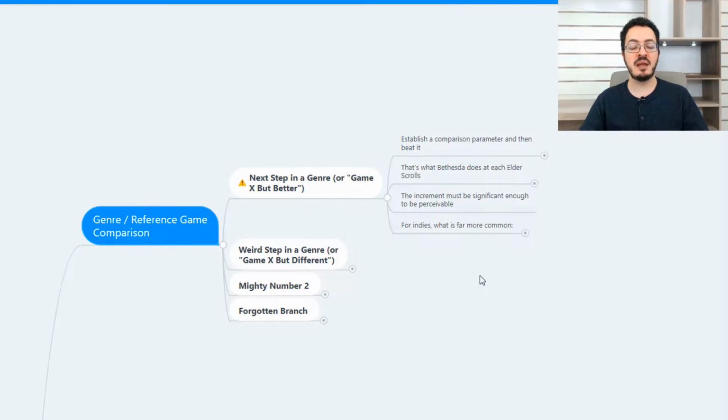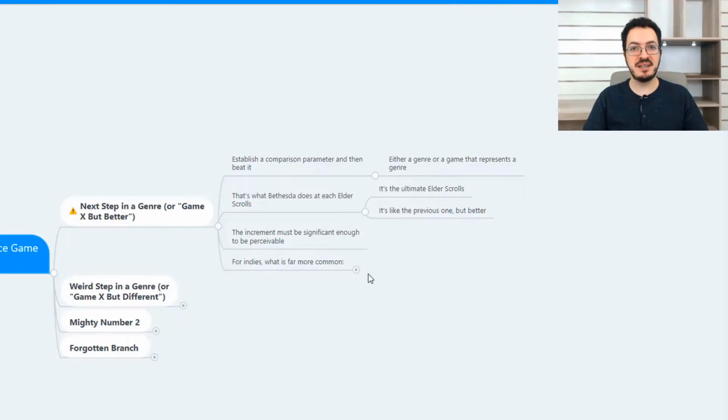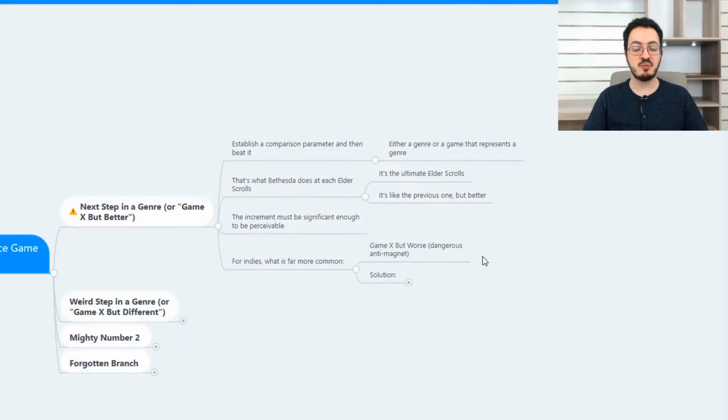Next step in a genre, or game X but better, is basically when you establish a comparison parameter and then you beat it. So for indies, what ends up being far more common is doing game X but worse, right? And this is a very dangerous anti-magnet because you're establishing a comparison parameter and then under-delivering. We already talked about that. It's very dangerous. So you don't want to be in a situation where you say, hey, this game is like Super Meat Boy, but it has fewer levels and the gameplay is not well fine-tuned and it's not as fun, doesn't have as many secrets. So it's pretty much like Super Meat Boy, but it's not really as good as Super Meat Boy. That's a terrible perspective for marketing, right?